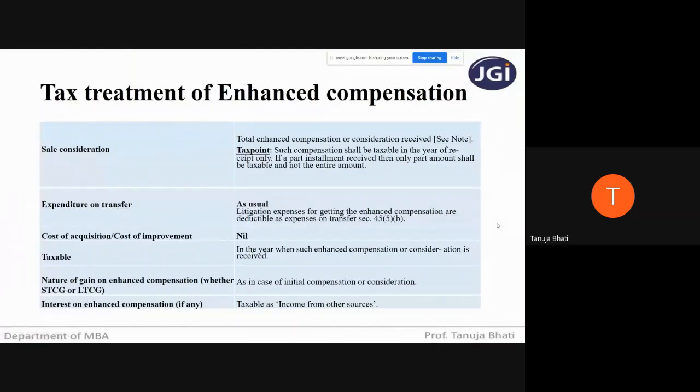And interest on enhanced compensation, under which head will it be taxable, students? Why are the other students not answering? Why are you not paying attention?